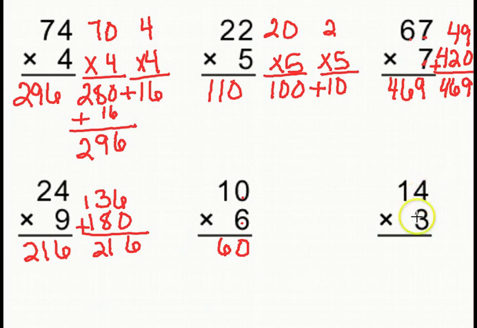Do your ones place. 4 times 3, 12. Remember, carry your 1. 2 at the bottom, and then do 3 times 1, which is 3, plus 1, which is 4. So my answer would be 42.